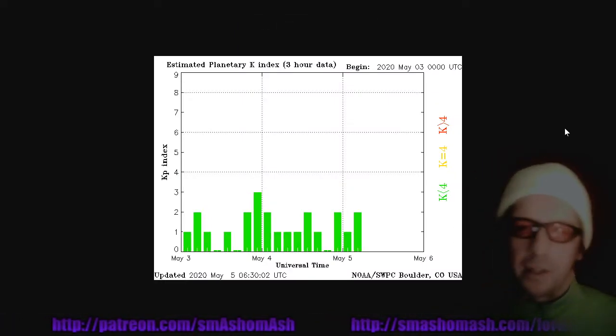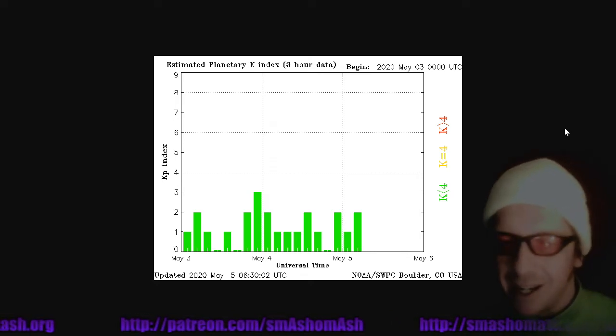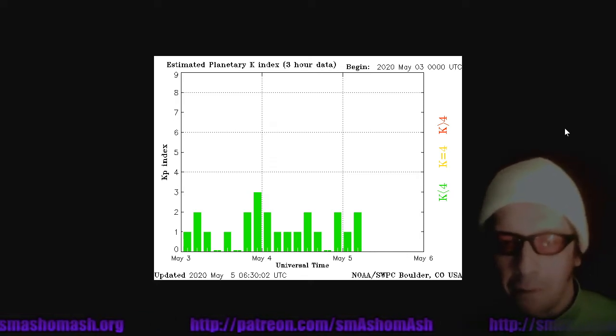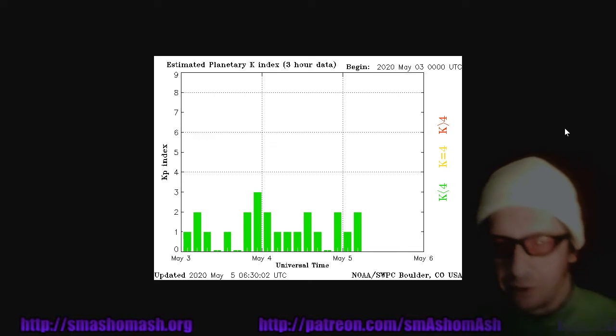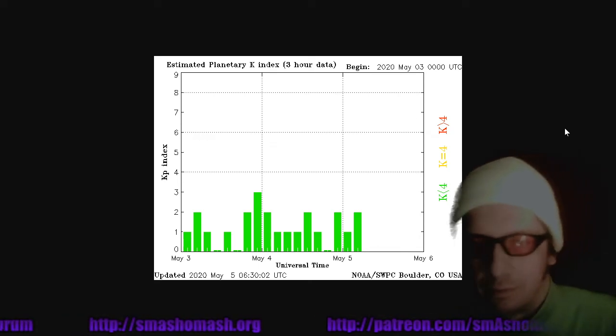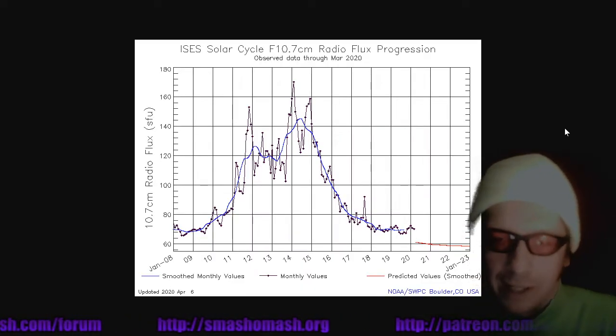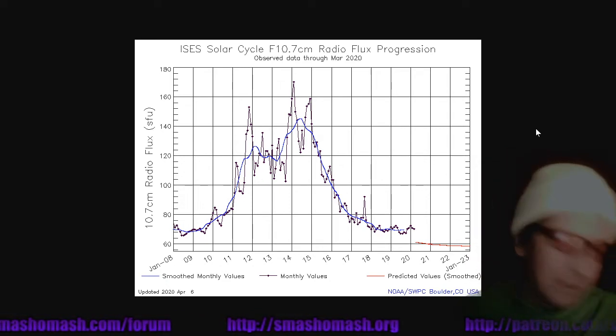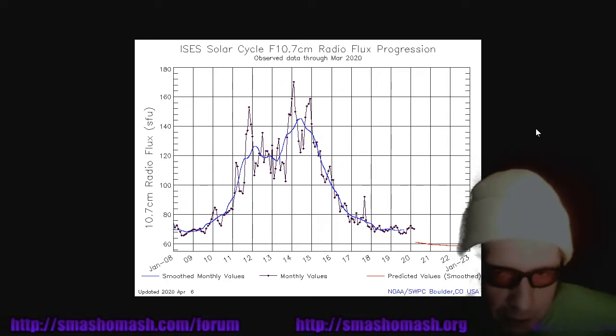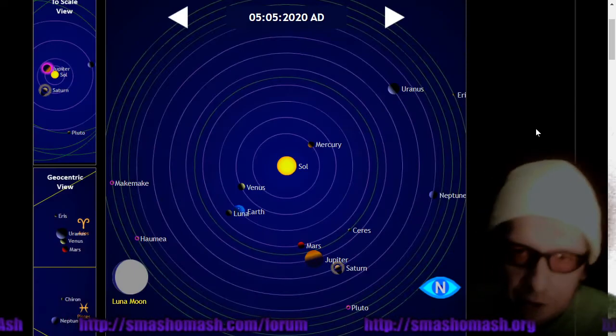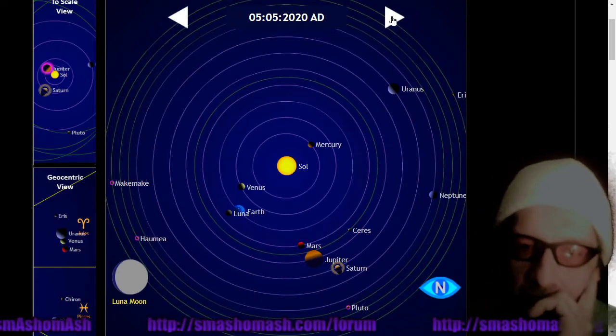Back to some more data, the Kp index. The planetary geomagnetic overall planetary index is currently at 2, so no kind of geomagnetic storms or anything like that. The 10.7 centimeter radio flux, a good proxy for sunspot number, is still at 69 solar flux units. Here's where objects are in the solar system.